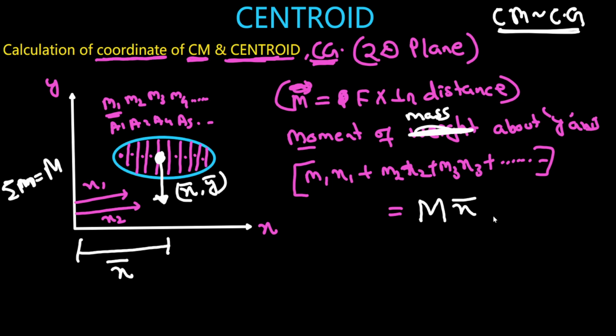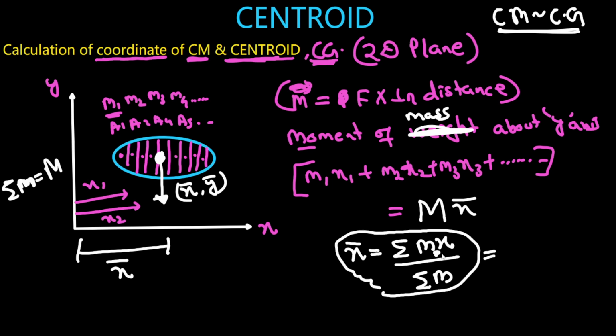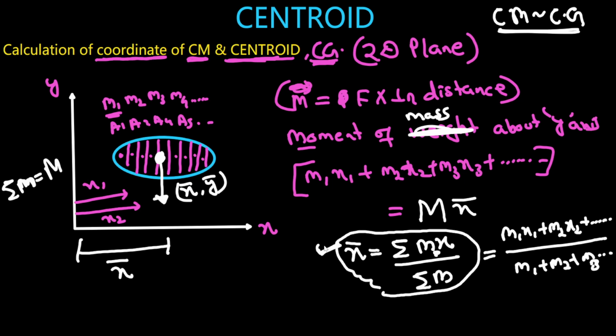So I can calculate x bar here. X bar is nothing but the sum of the masses, small m into small x, like m1 x1, m2 x2, m3 x3, up to mi xi. I'll write it just like this. Then in the denominator, capital M, which is nothing but the sum of mass. Okay, this is the formula. What is the meaning of this? m1 x1 plus m2 x2 plus up to and so on. In the denominator we have m1 plus m2 plus m3 up to dot dot dot. So this is the x coordinate of the centroid.